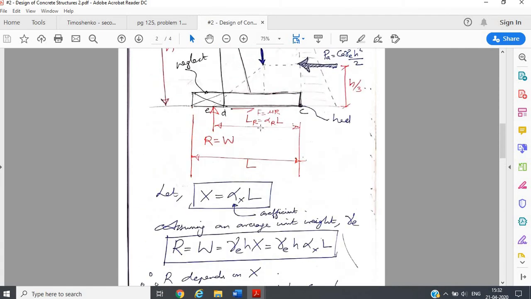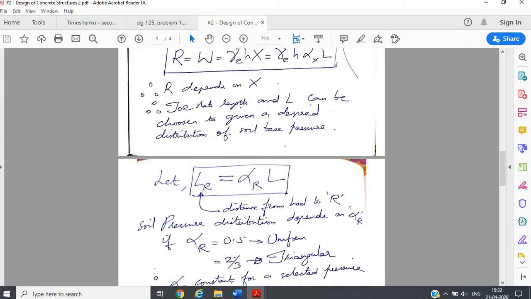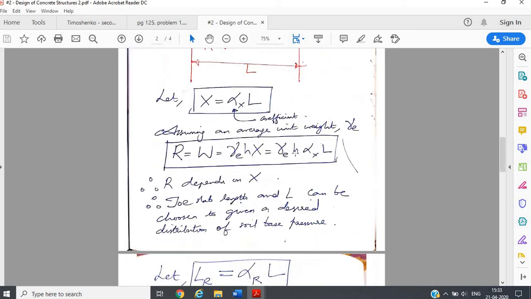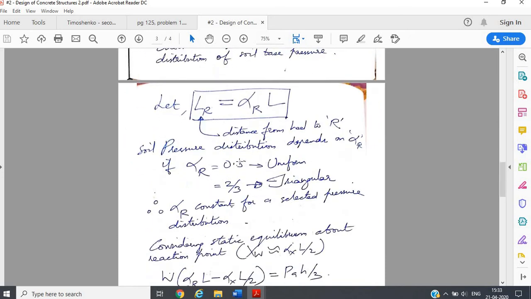Otherwise, if alpha R is something like 2/3, it will shift more towards this side. So it means the pressure distribution under the base slab won't be uniform. It will be triangular, just like you might have studied in the case of eccentric footing design, or even in the theory of raft design, which I discussed. When the reaction is eccentric, the pressure distribution won't be uniform. Anyway, that's just for understanding. That's not the main point here.